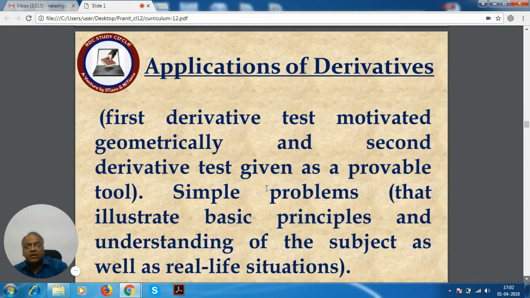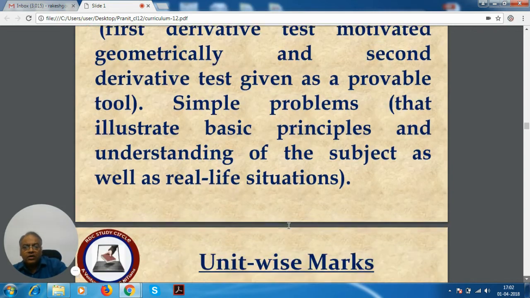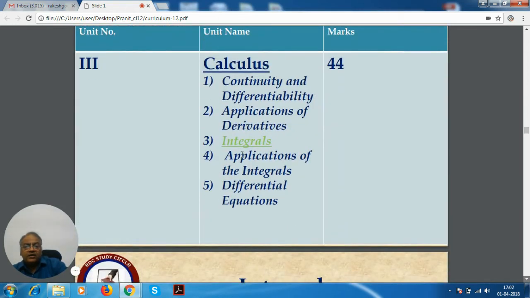Then in maxima and minima, the first derivative test is motivated geometrically, and the second derivative test is given as a probability. So there are two ways. One is the first derivative test, another is the second derivative test. Then you have certain problems based on this. Now, next chapter of this particular unit calculus is integrals.